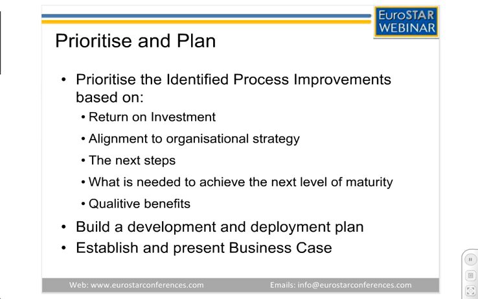You might just want to do the next best thing. So let's understand what the next step on within the model is, what's the next best thing the model suggests we should do next. And on top of that, being some of the financial benefits, you might have a lot of qualitative benefits that you feel would drive a priority for you. And we'll look at a few of those in a minute. So having prioritised and decided what process improvements need to be made, you can then build your development and deployment plan, and from that establish and present the formal business case for the changes.